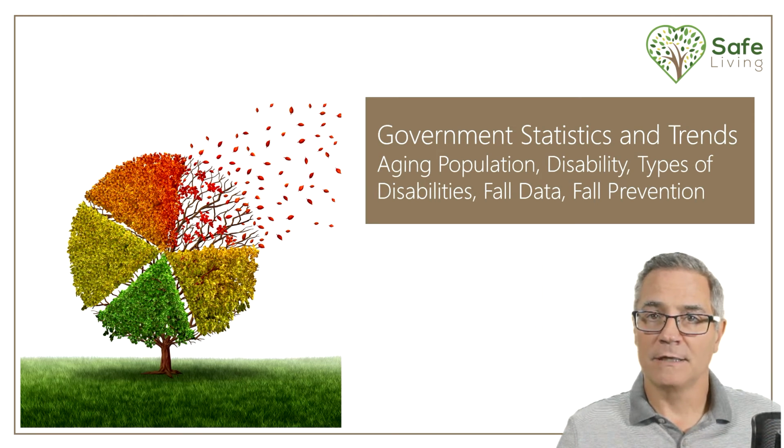Today we're going to be covering government statistics and trends as it relates to the aging population, disability, types of disability, fall data, fall prevention. And the main reason for talking about this, as I mentioned in the previous video, it's really when we look at how we're going to modify our house and are we going to be reactive versus proactive. It's understanding this type of data that should give us a foundation and an understanding of why it is so important to start planning and making changes to our home so that we can make it safe for anybody entering our home. So let's begin.